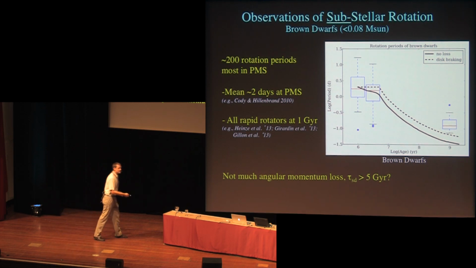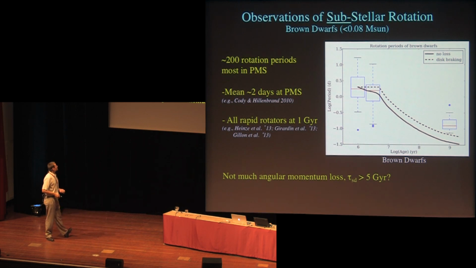So now extending the mass down to the substellar regime, 0.08 solar masses and below, the brown dwarf regime, we have about 200 rotation periods, a little less, for these objects. And most of those are on the pre-main sequence. Here we've just binned the data into 3 age bins to show the general trend. This is log period now versus age. The tracks show what you expect with no angular momentum loss.